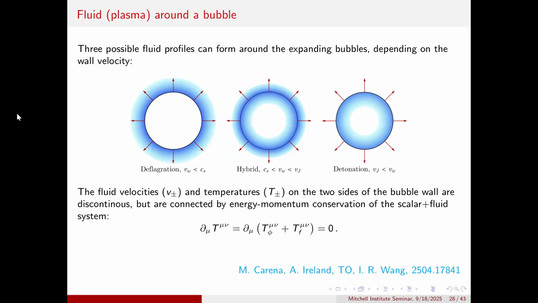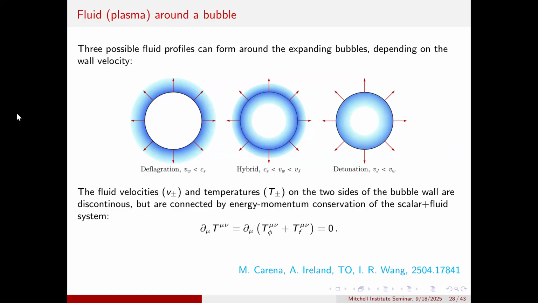And inside the bubble, the plasma is static. Another limit is that the bubble wall is moving so fast that it doesn't have time to perturb the plasma in front of it. Instead, there will be a rarefaction wave formed behind the bubble wall. This is called a detonation. In the middle, we have the hybrid, where we have both the perturbed plasma in front of the bubble wall and the rarefaction wave behind the bubble wall.